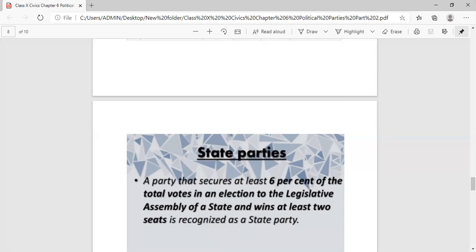So I'll repeat the criteria once more. A party that secures at least 6% votes in a state election and wins at least 2 seats in the legislative assembly of a state is recognized as a regional party. There are a lot of regional parties in our country. A few examples I will specify. That is Mizo National Front. It's a regional party in Mizoram.